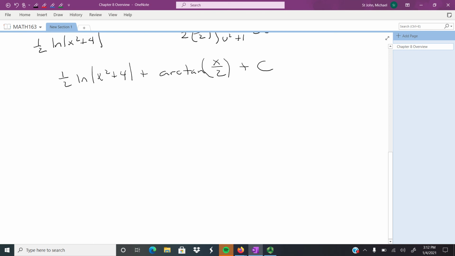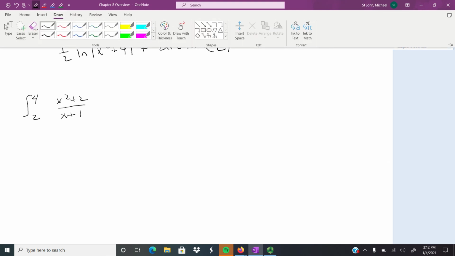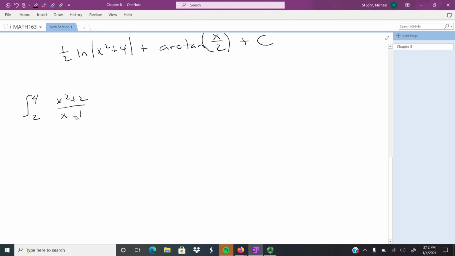Well, let's go through another example. And so now we have this one. Integrate from 2 to 4 of (x squared plus 2) over (x minus 1). So this one we're going to first do some dividing in terms of this rational function we got.